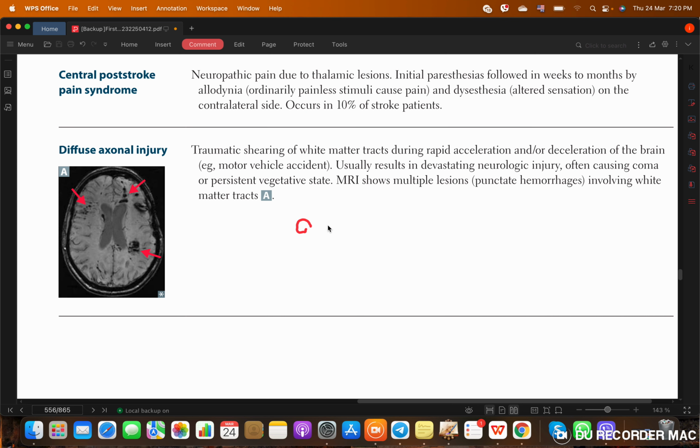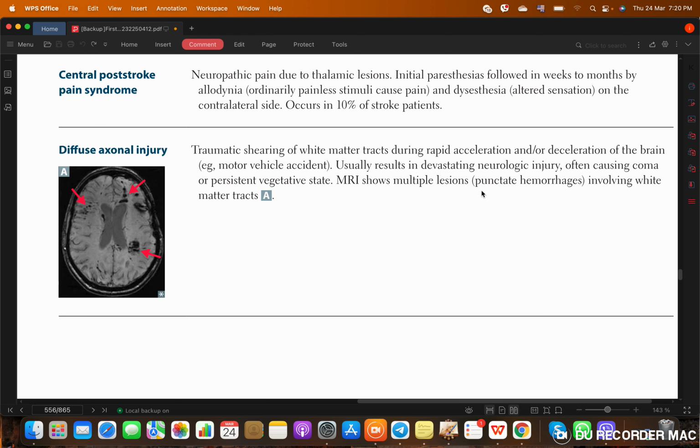So as I said, these are the bodies of the neurons in the cortex, and they look like this. When the acceleration happens, everything is moving together, and then when the deceleration happens, the bodies keep moving, but the axons are still sitting. That will lead to something like this, right? So that led to basically destruction of all of those axons. It usually results in a devastating neurological injury, often causing a coma or persistent vegetative state.